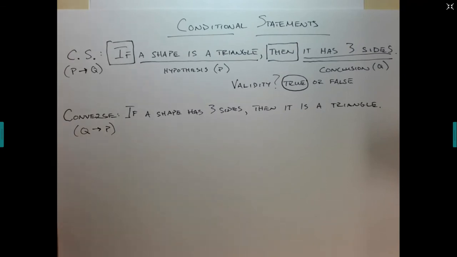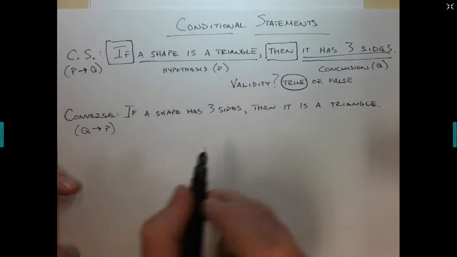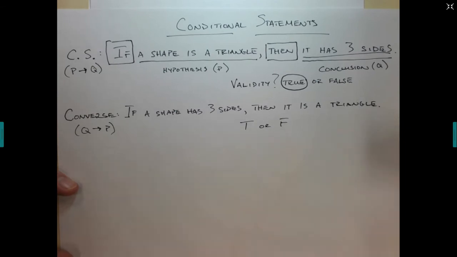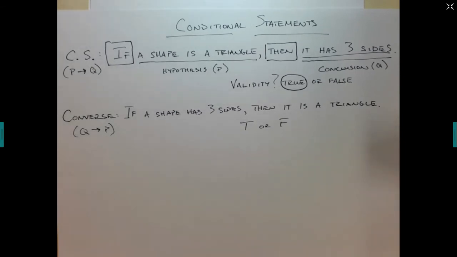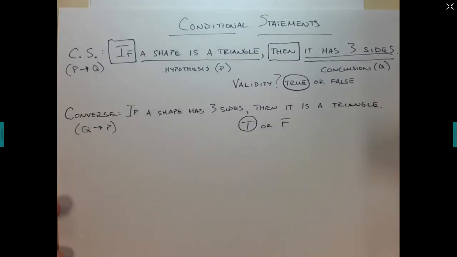We have a new sentence, and again, is this going to be true in every case, or is this going to be false? Now we're going to readdress and relook at the scenario. If a shape has three sides, then it's a triangle. This is also always true. All right, so let's try and mess with it again.